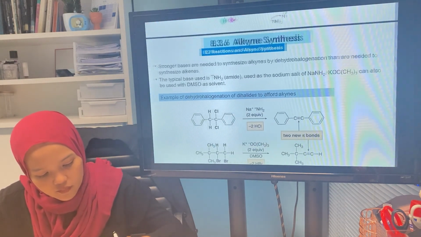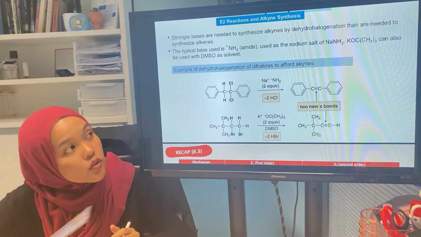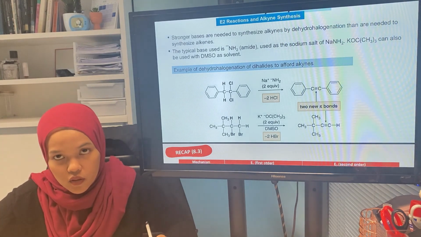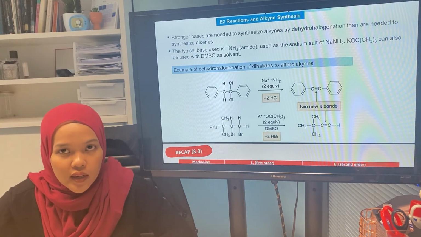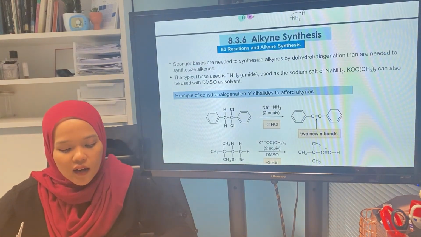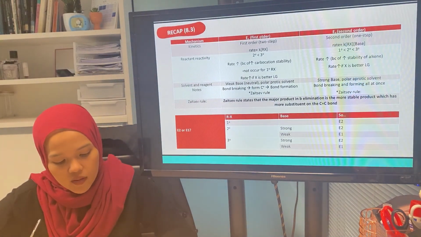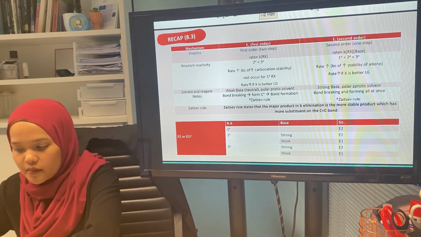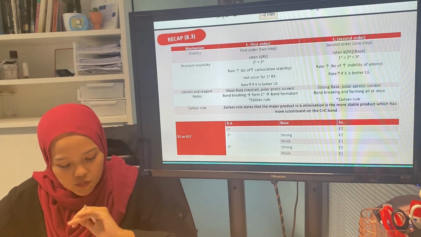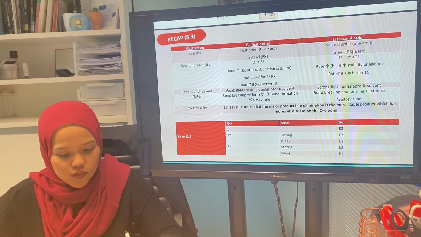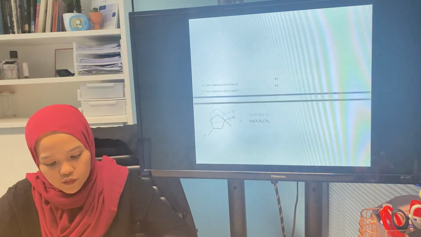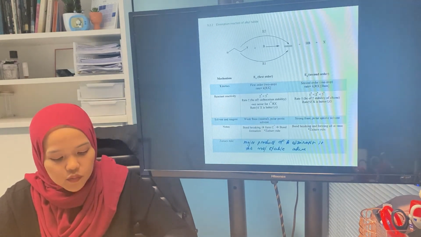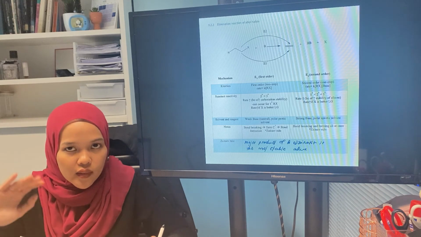Alright, so that's it. Usually we will use NH2 as the base. We don't usually use the OH and so on. OH usually we use for the alkene synthesis. But as I said, the alkyne synthesis here is not very critical. So this is a summary of this chapter. Sorry for the E1 and E2. So what is the difference? This one you can also find in the module, because it's the same thing that I transferred into the lecture notes.